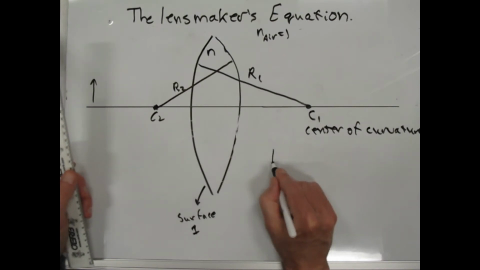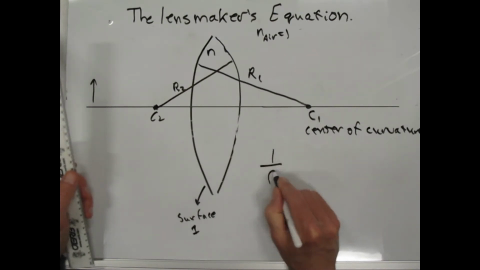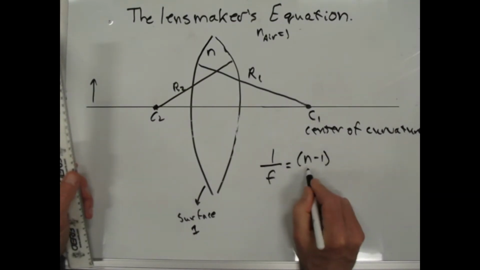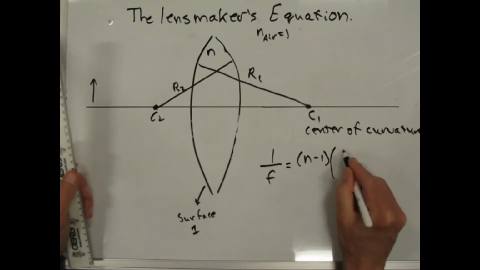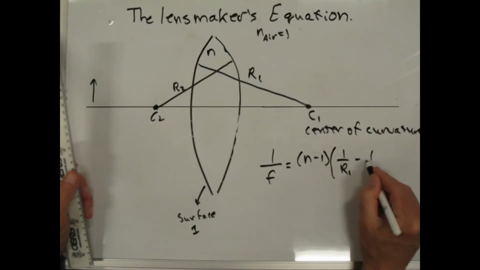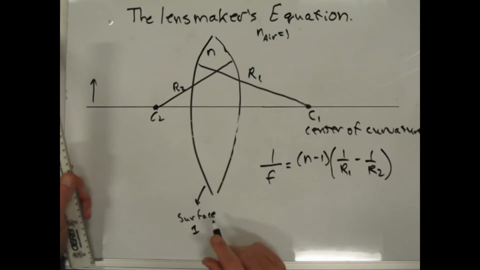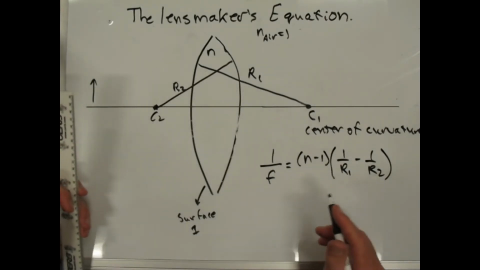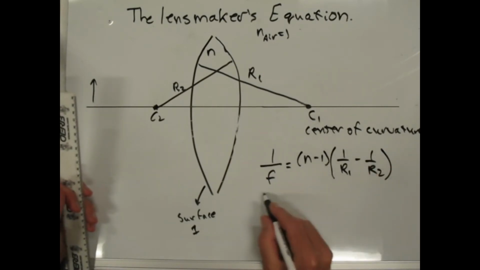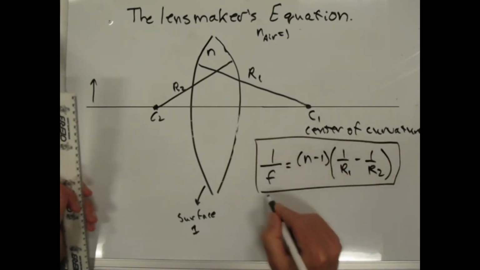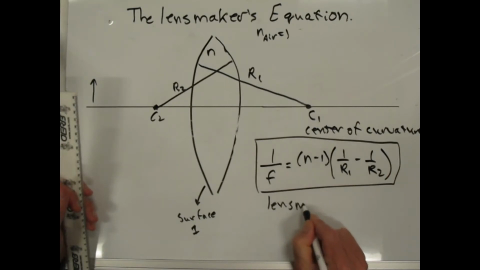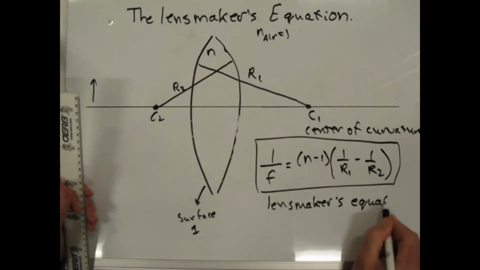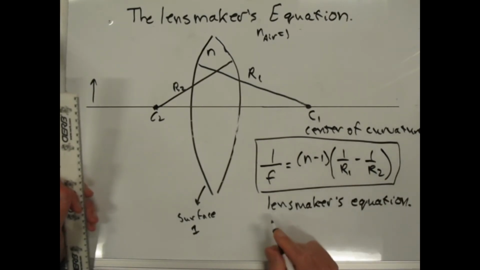And so it turns out the focal length for this lens is given by 1 over f is equal to n minus 1, where n is the index of refraction, times 1 over R1 minus 1 over R2. That's how it's calculated. If you remember what we did with the mirror, this is for a lens, right? This is the Lensmaker's equation. Let me just write that down. I still have to show you how to use that.